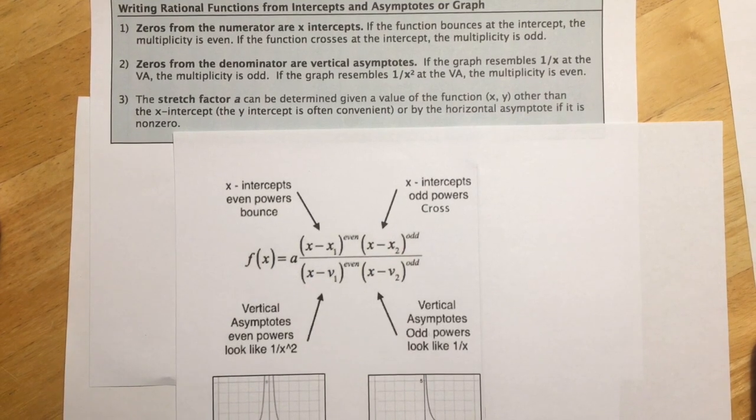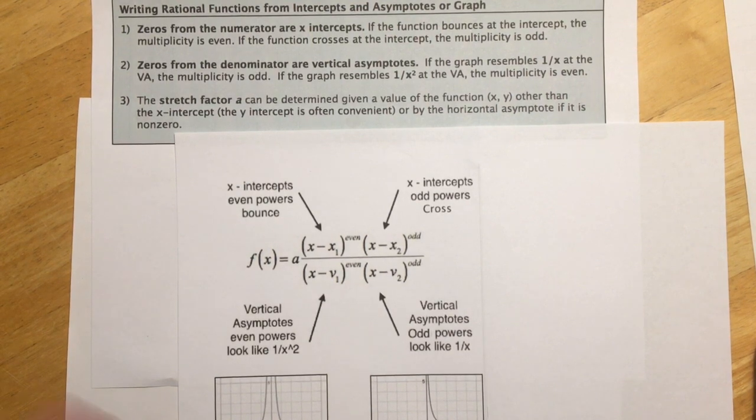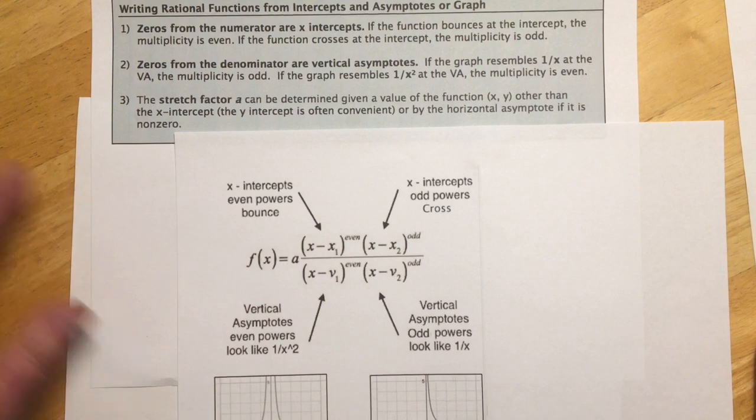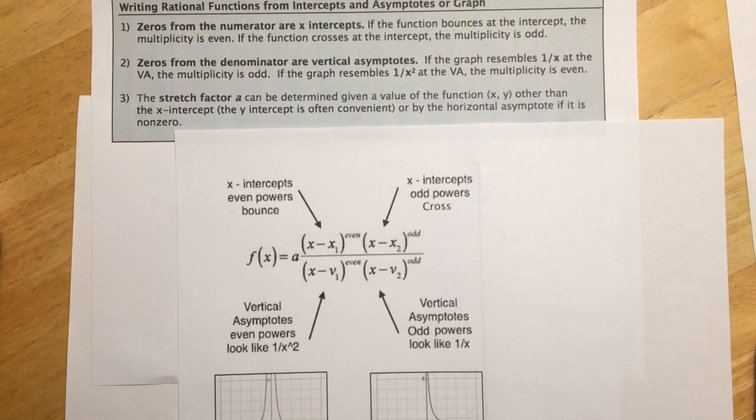Okay, so that was all the pieces, and now we're going to go two directions. Given a graph, or even just a verbal description of the graph, write the equation. And then after that, we're going to actually graph these based on an equation. So, writing a rational function from the intercepts and asymptotes, or a graph.